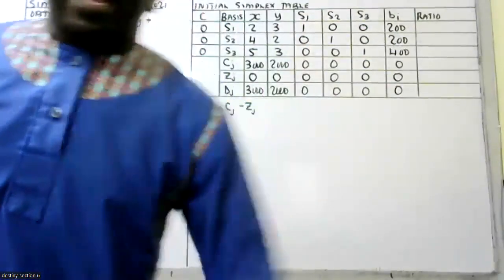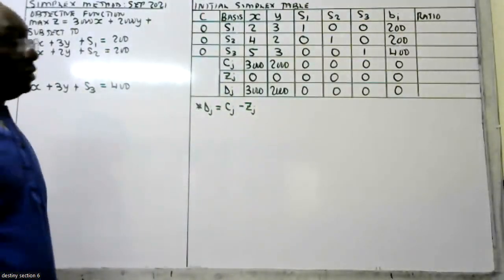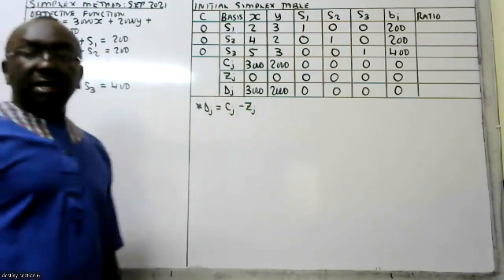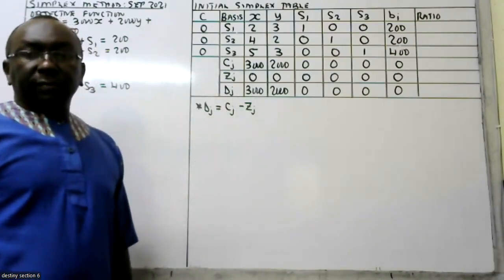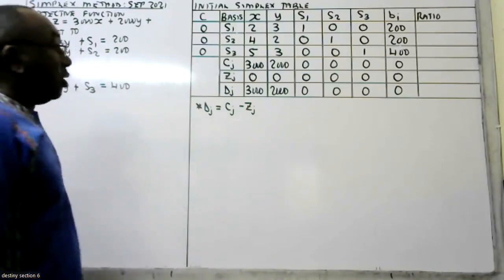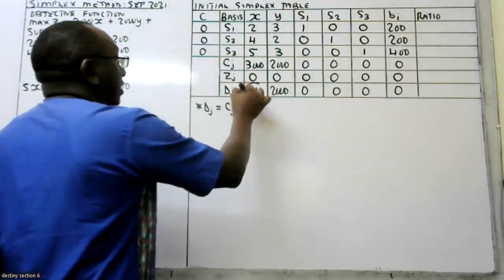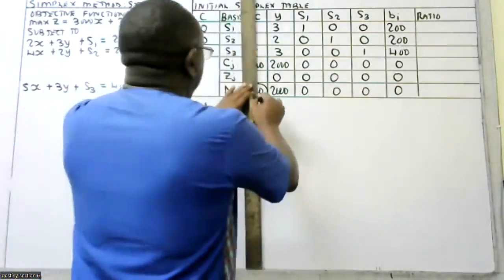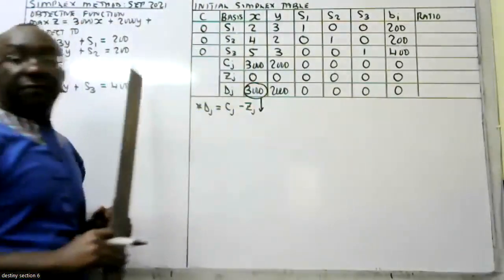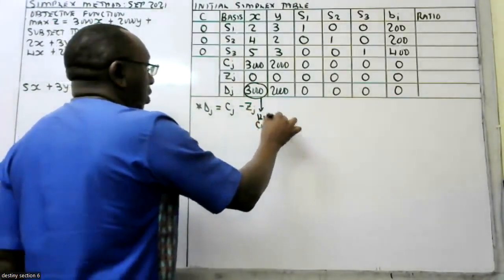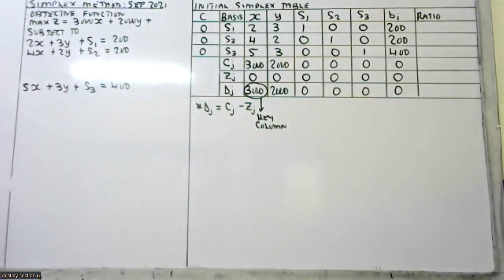Then you check whether there are positive values here. If there are positive values, it means that your table is not optimal, and therefore you need to create another table. So for us to do that, we identify the highest DJ. You circle that. That is the highest. Where the highest DJ has been found, that column is called the key column.